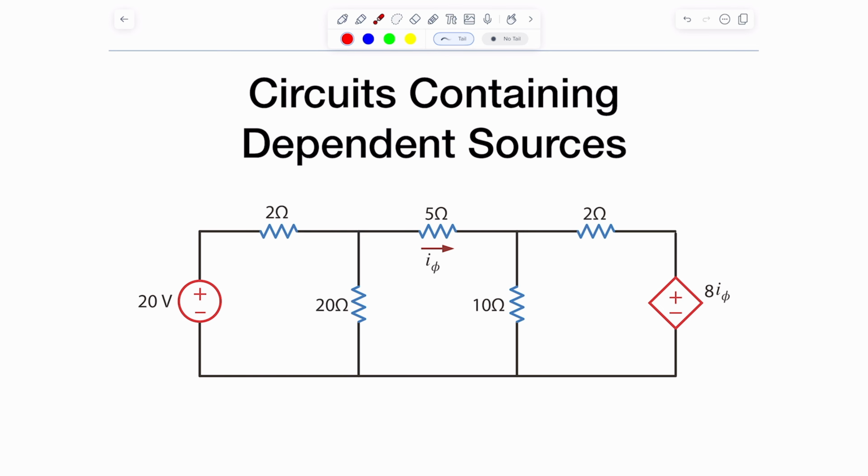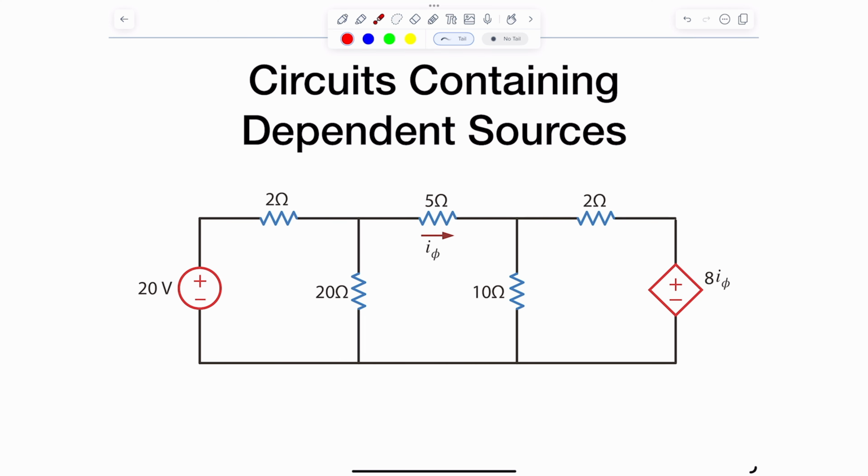In this example, I'll show you how we apply nodal analysis to a circuit that contains not only a voltage source in here, but also a dependent voltage source. It's a current controlled voltage source. The steps are as usual.